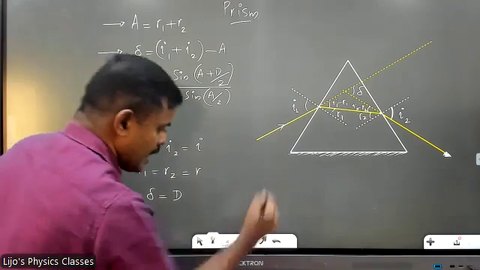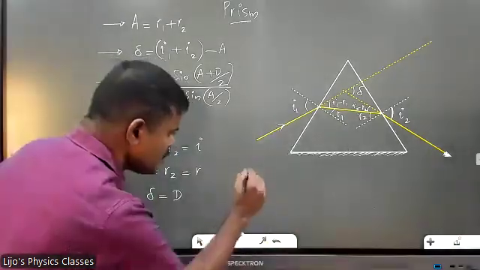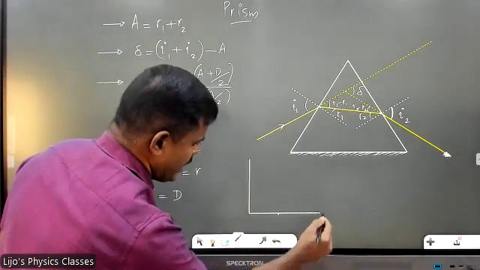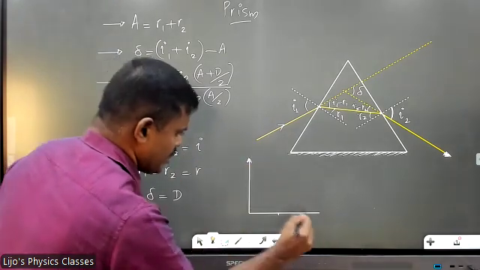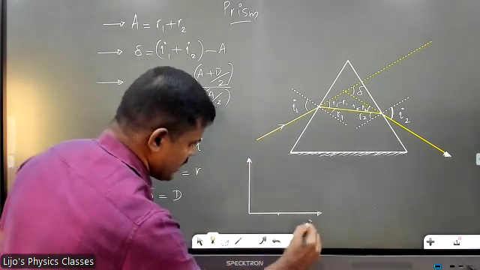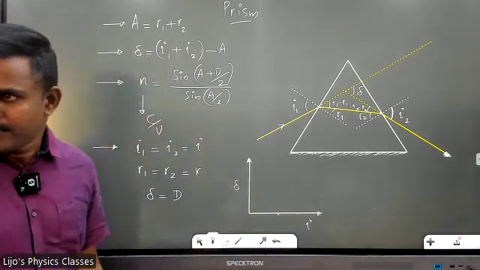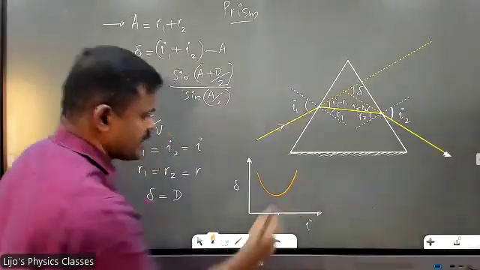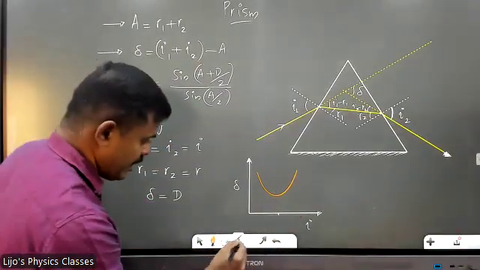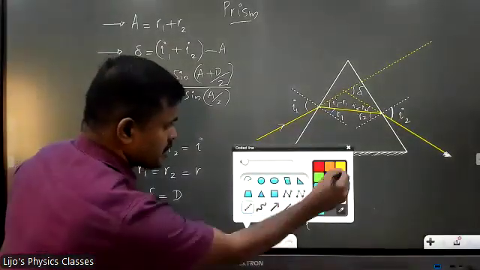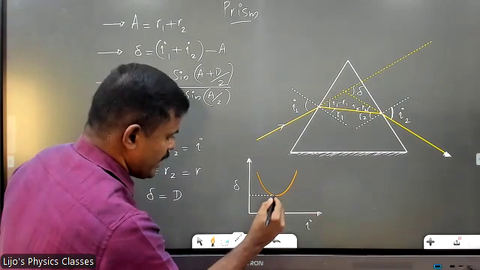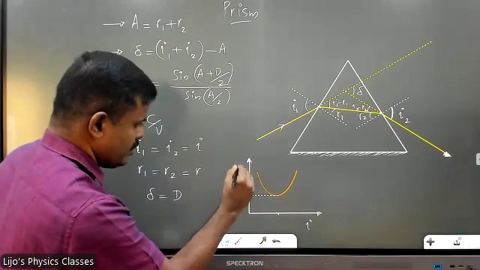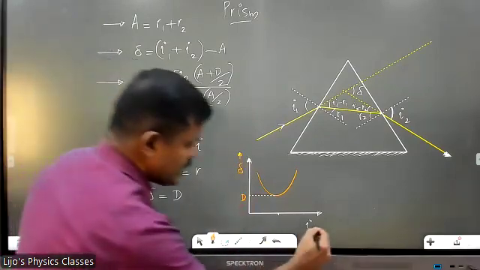We even have a graph for this. If you remember, this is how the graph is drawn. I-delta curve. You plot this on I and D. I is taken on the X axis and delta is taken on the Y axis. This is the graph we have, called the I-delta curve. And this particular minimum is called the angle of minimum deviation.